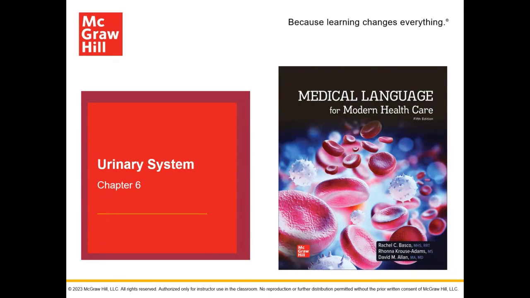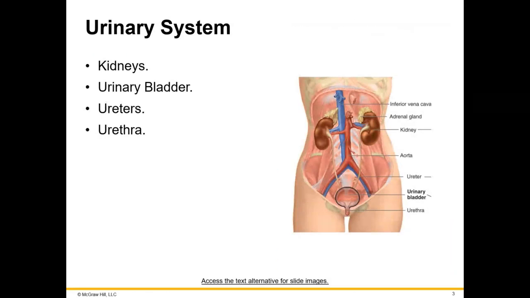Urinary system, chapter 6. This image should be in your textbook. So the urinary system consists of kidneys, urinary bladder, ureters, and urethra.